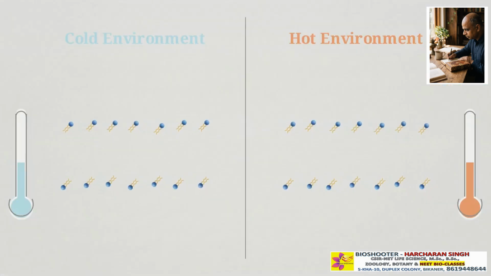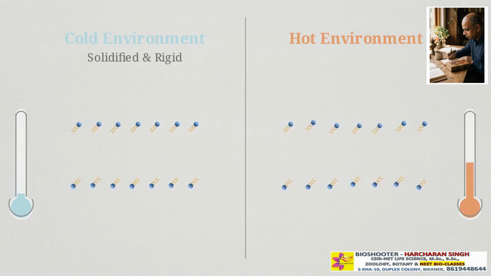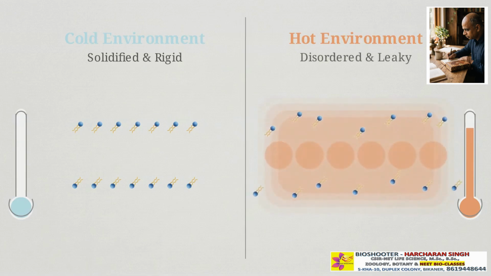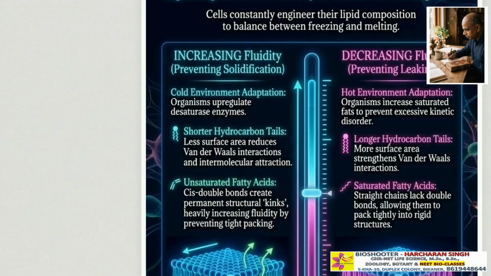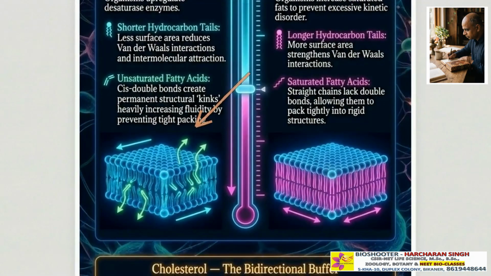If the temperature drops too low, the lipids pack tightly and the membrane freezes. If it gets too high, the structure becomes disordered and begins to leak. Organisms actively adapt by re-engineering their lipid tails. In cold environments, they produce unsaturated fatty acids with permanent kinks. These kinks physically prevent the lipids from packing into a rigid, crystalline state, as shown in the fluidity panel here.